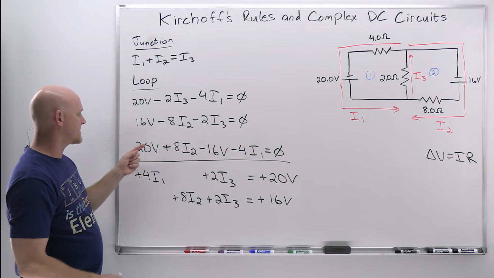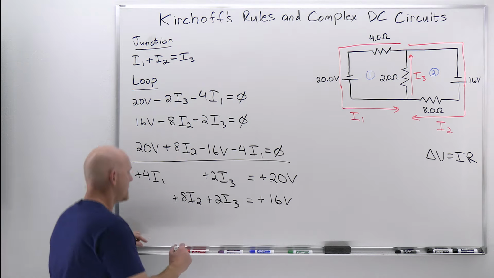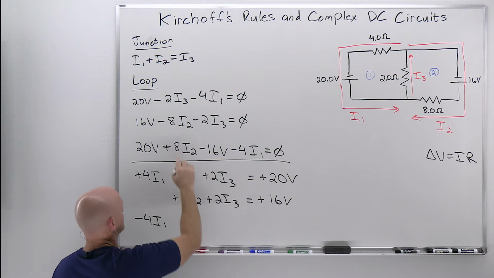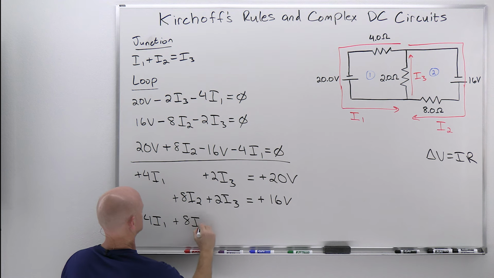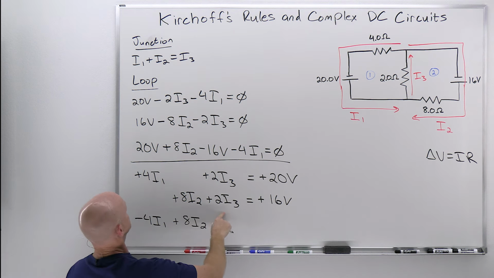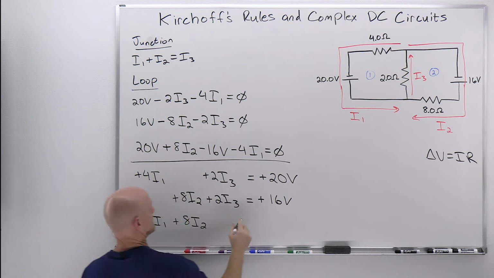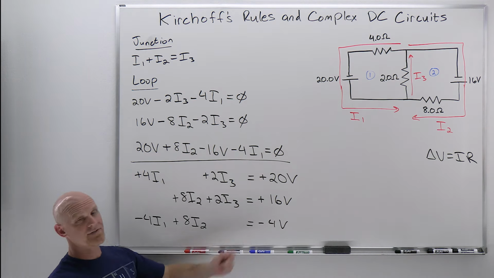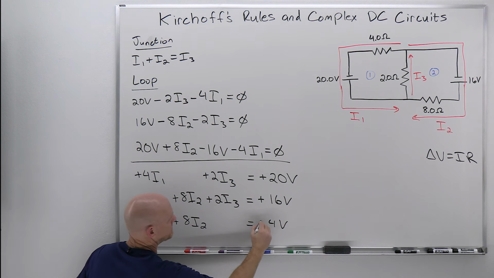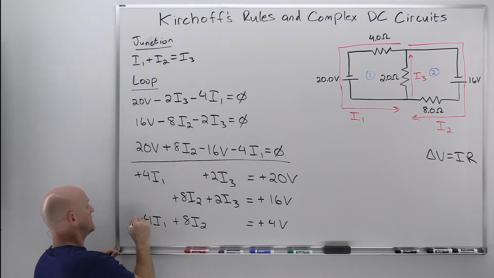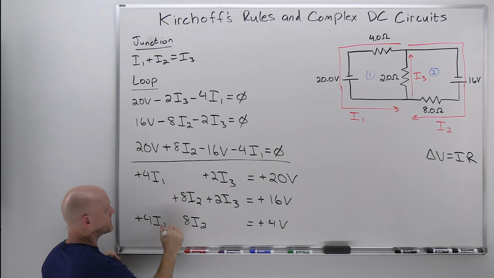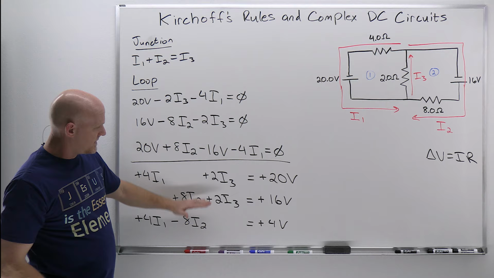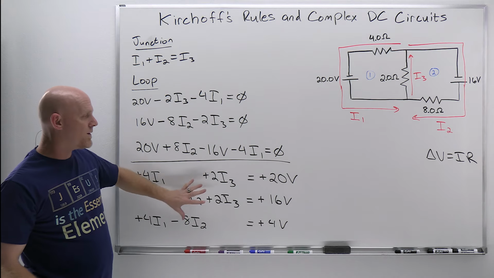And then finally, the last one, we've got negative 4i1. We've got plus 8i2. So we've got no I3 term. And then 20 volts minus 16 volts would be 4 volts. And then subtracting over to the other side would be negative 4 volts. But again, I'd prefer to have that positive if possible. So I'm going to multiply the whole equation by negative 1, which makes this positive, but it actually makes this one right here negative. Cool, and we've got 3 loop rule equations set up the way I want them set up.